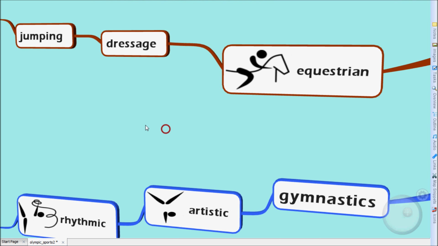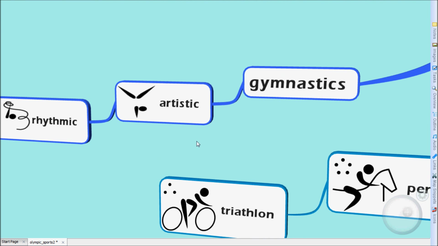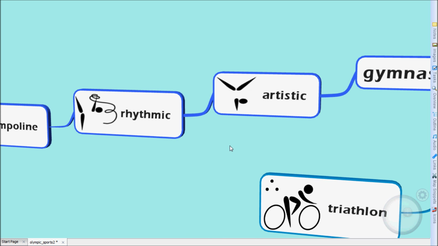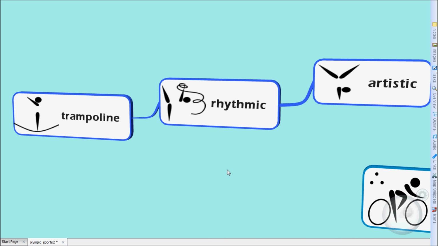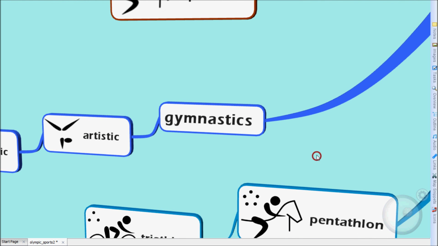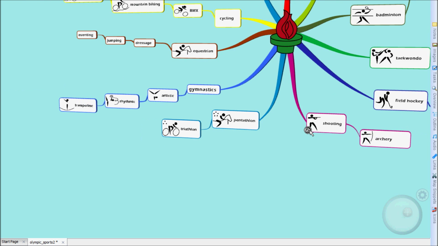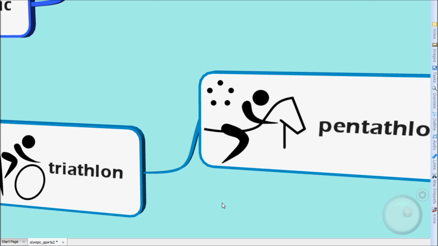One of the most popular sports in the Olympics is gymnastics. And again, there are three different categories, that's artistic, rhythmic, and trampoline, or trampolining, we should say. And then we have sports that involve several disciplines, so that's pentathlon and triathlon.